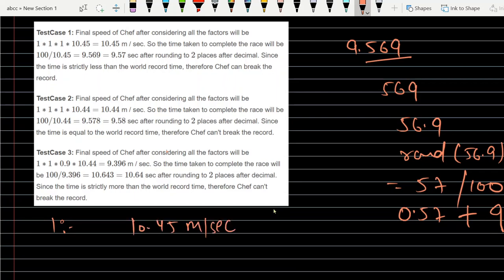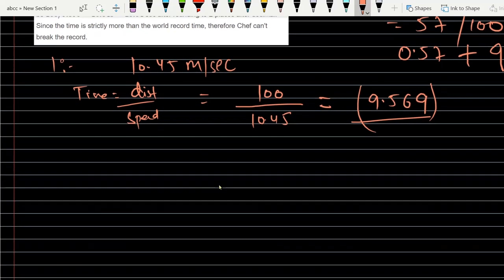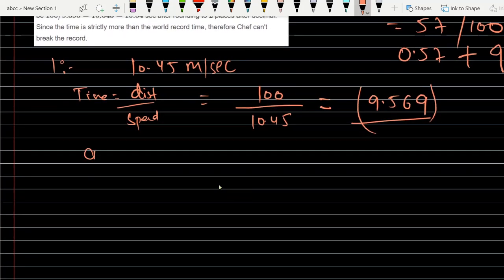We all know that time is equal to distance divided by speed. Since this is a 100-meter race, the distance will be 100 divided by the speed, which is 10.45. Now the time will be 9.569. The main part of this problem is rounding this number. We have to round 9.569 to two decimal places, 9.57.